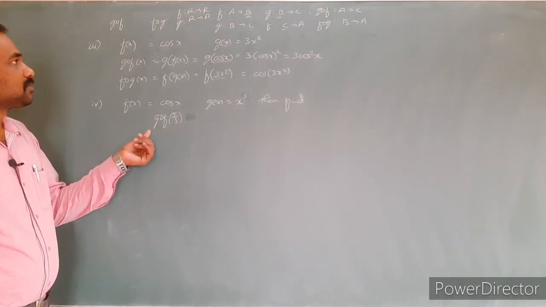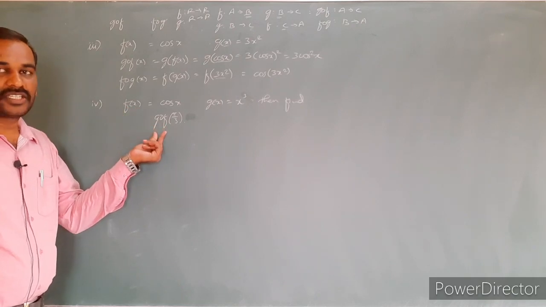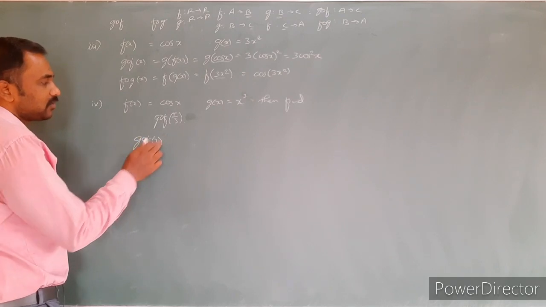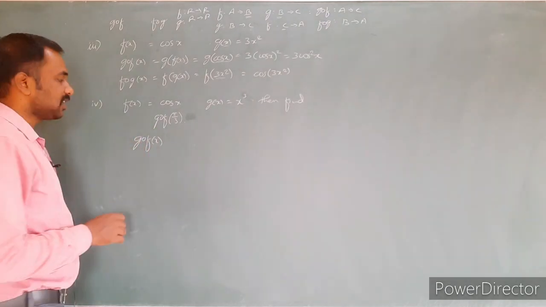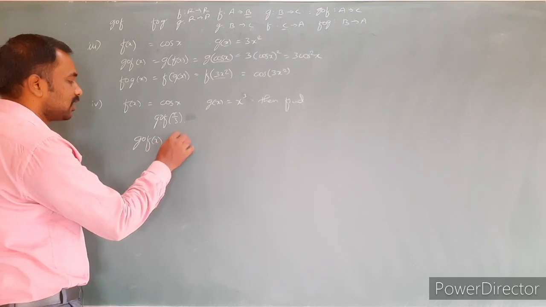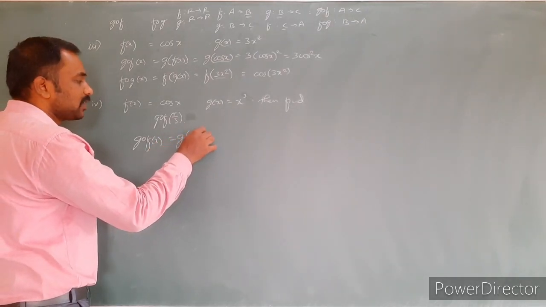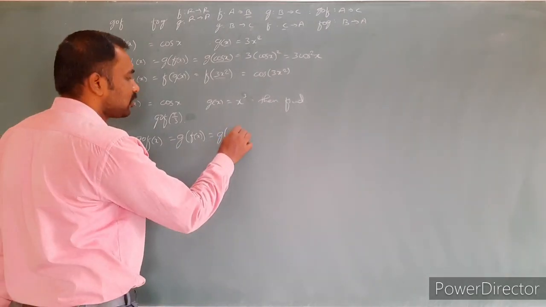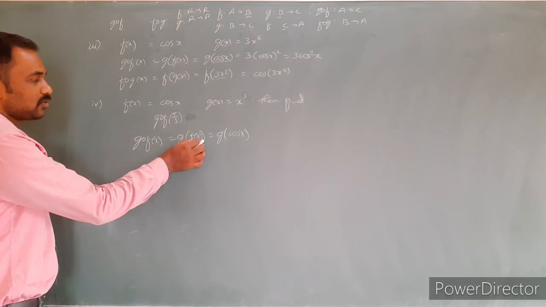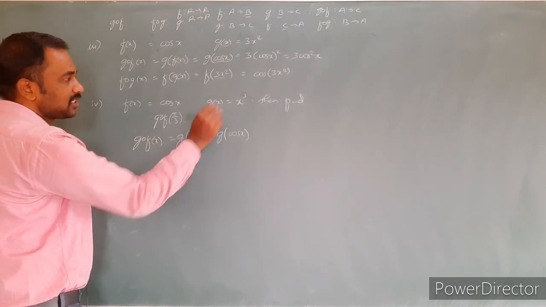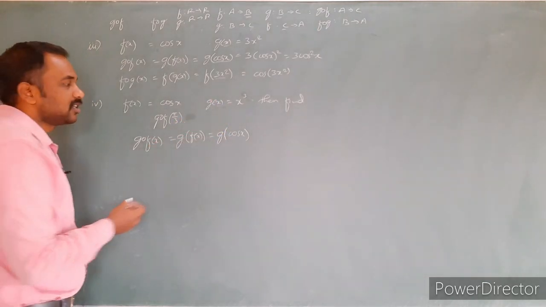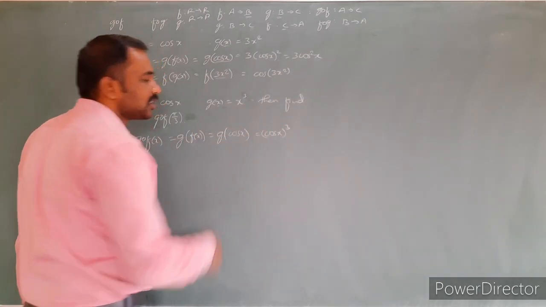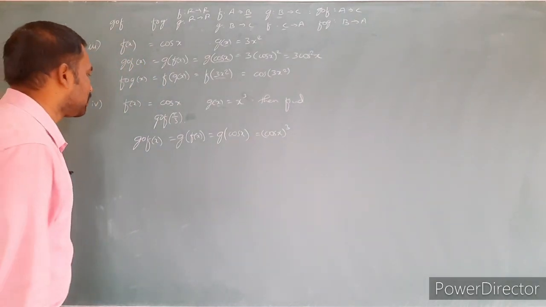Instead of finding f∘g and g∘f, I need to find only g∘f of x. Let's first find g∘f of x, and later we replace x with the real number π/3, that is 60 degrees. We can write g of f of x. First of all, we have to replace the f of x value. What is f of x? cos x. Now it is of the form g of x, so we get g of cos x. That means we can write cos x whole cube, or cos³x, whatever, nothing to worry.